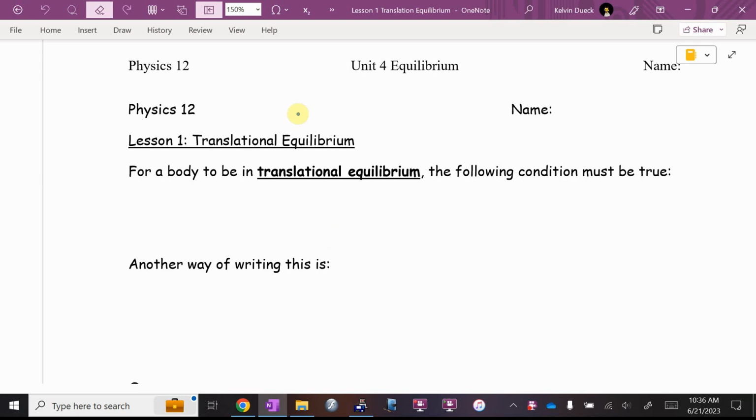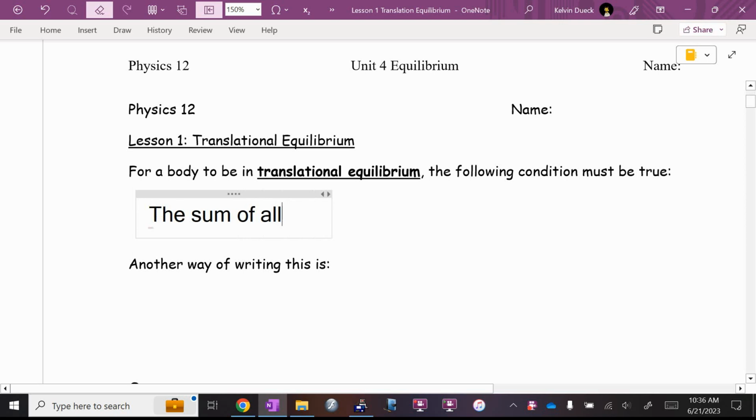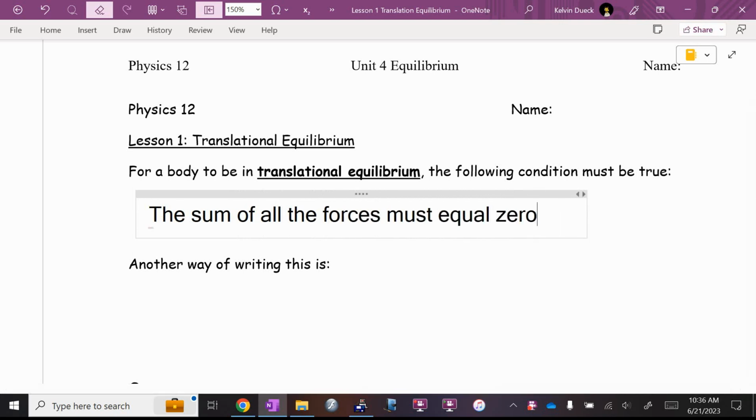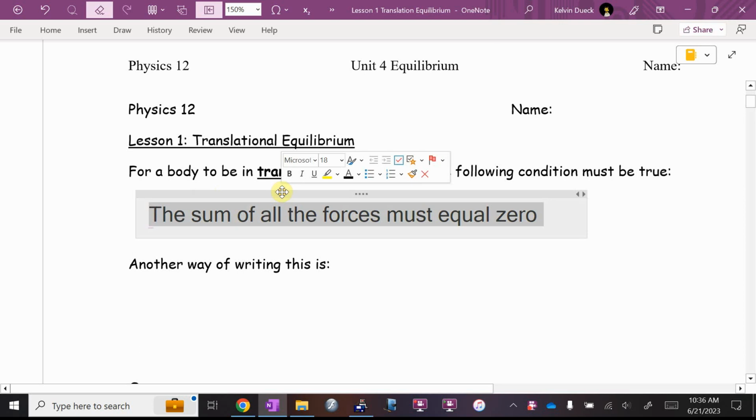Don't write this down. I'm going to type, I think, Mr. Dueck. Don't write this down. The sum of all the forces must equal zero. There's a shorter way to write that, but that's what the definition of translational equilibrium is. All the forces cancel out. Now, if the sum of all the forces is zero, by the way, what's the acceleration exactly as a number?